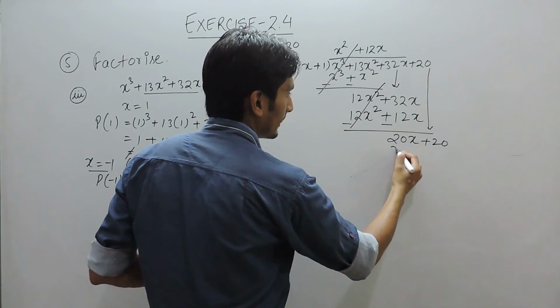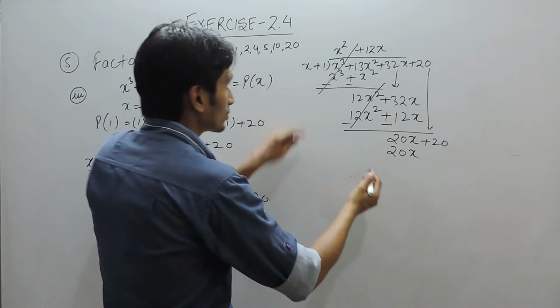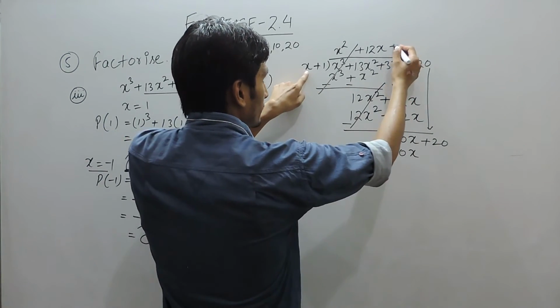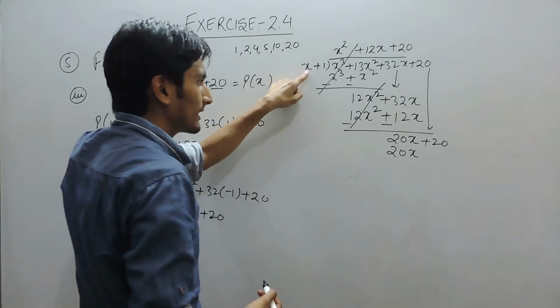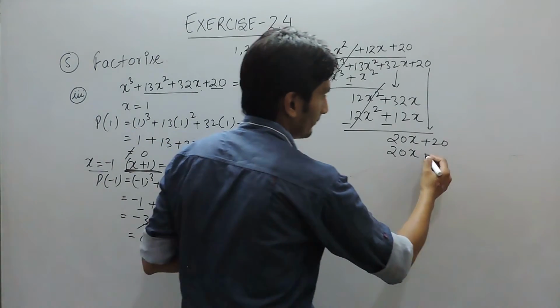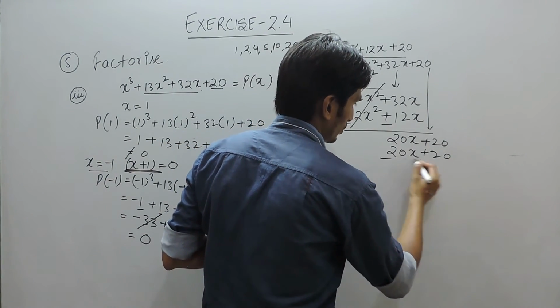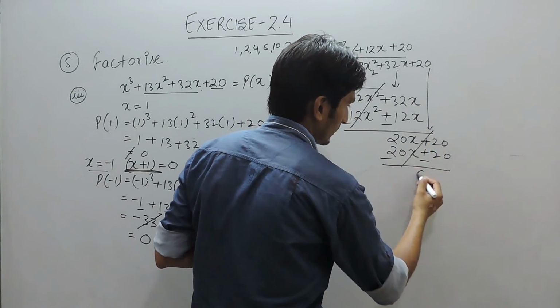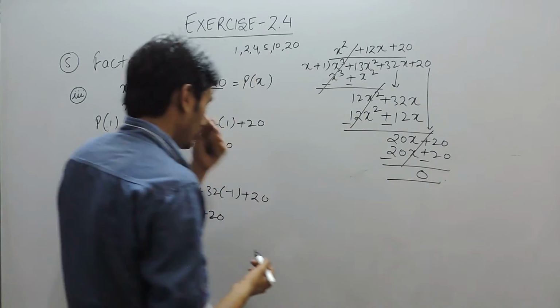This is 20. Again you have to make it 20x, so obviously 20 multiplied by x will give 20x, and 20 multiplied by 1 will give 20. So again this can be cancelled out. Again the remainder is 0.